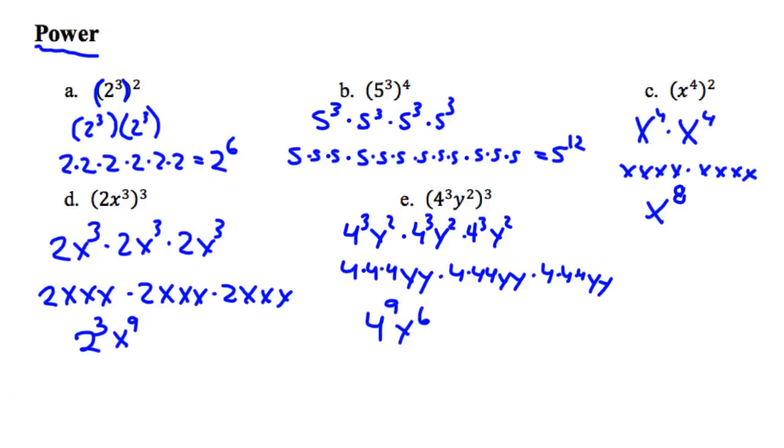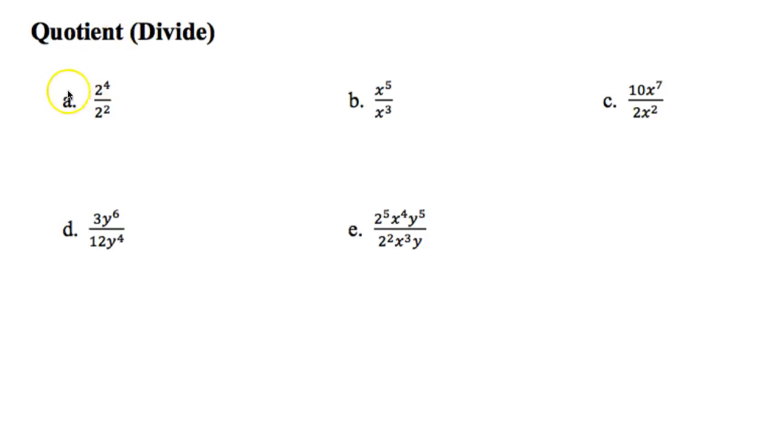All right, almost done. So this is the last one. We're talking about quotients. This means dividing. So let's jump right in. This is 2 to the 4th power divided by 2 to the 2nd power. On the top of the fraction, we have 2 to the 4th power. That's 2 times 2 times 2 times 2. And on the bottom is just 2 times 2.